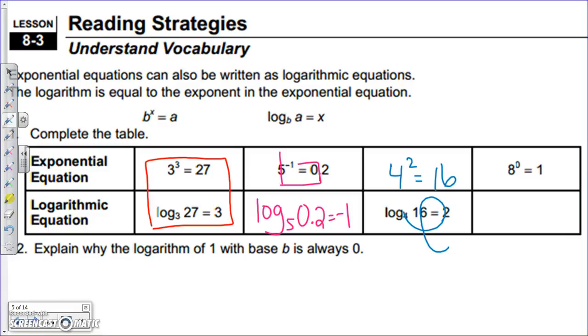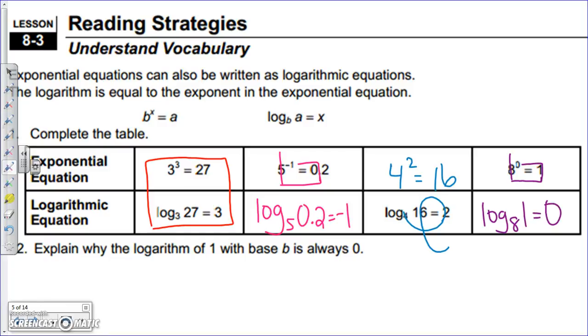All right, my last one. I have an exponential, so I want a log out of it. I'm going to start with my base of 8. It's going to be log of 1 and set equal to 0. All right. That's how we convert back and forth.